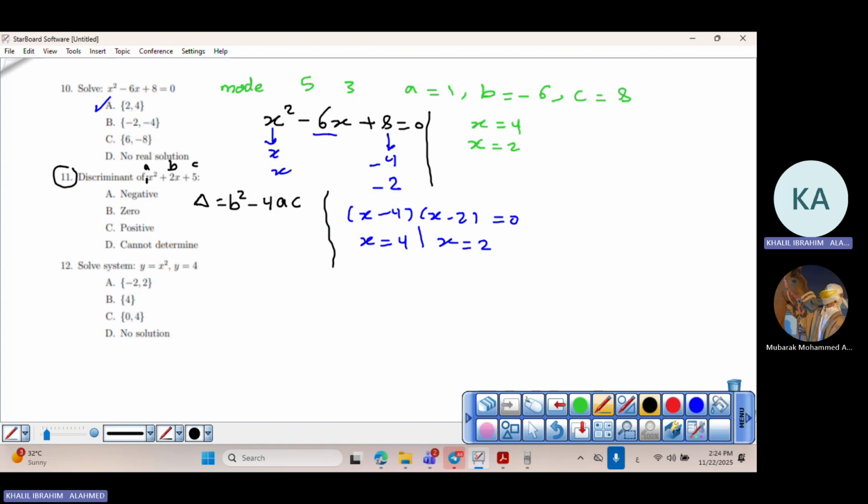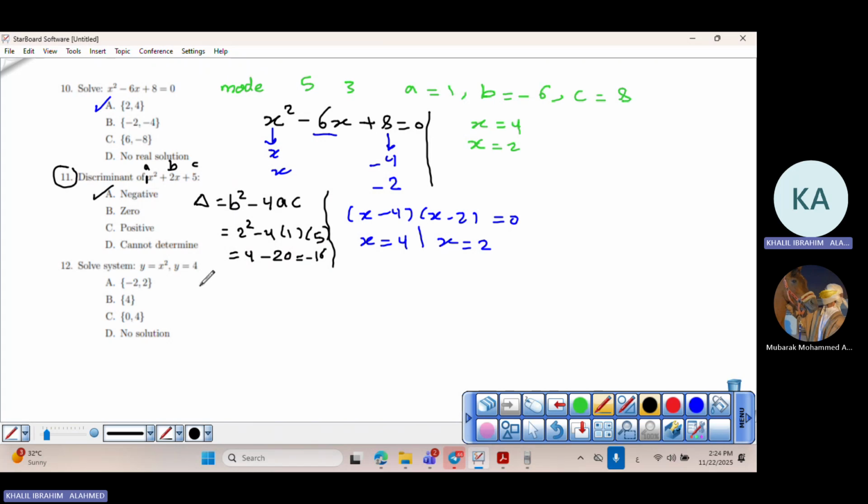A here is 1. Just substitute: b squared, 2 squared, minus 4 times a, 1, but c is 5. That's it. This equals 4 minus 20, because negative 4 times 5 is 20. The answer is negative 16. The answer is negative. This is the discriminant. It is negative. Question 12.